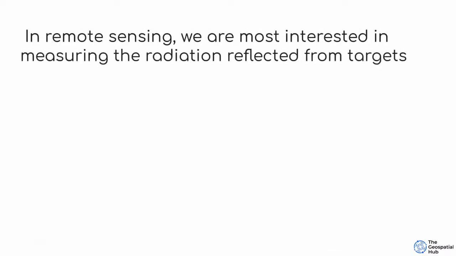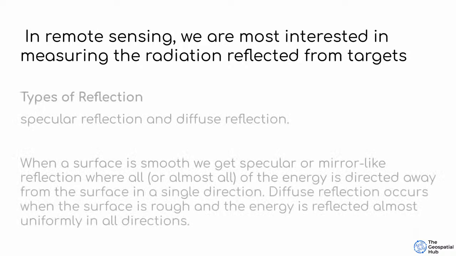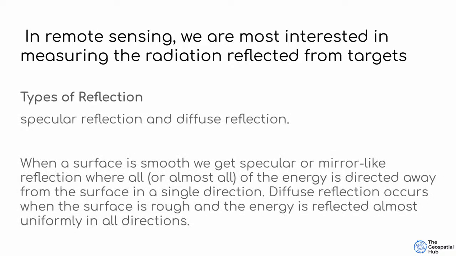So in remote sensing, we are more interested in measuring the radiation reflected from the target. We have two types of reflected radiation. The first one being specular reflection, and the other one being the diffuse reflection.